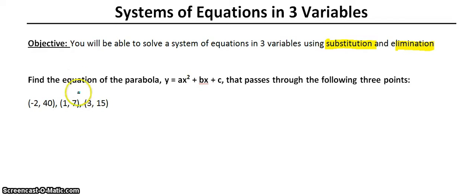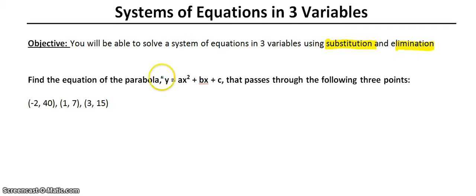Here's an example of why you might need to learn how to solve a system of equations in 3 variables. Let's say I asked you to find the equation of the parabola that passes through 3 points: (-2, 40), (1, 7), and (3, 15). While this doesn't look like a system of equations in 3 variables, the only way to actually find the equation of the specific parabola that goes through those 3 points is to set up a system.